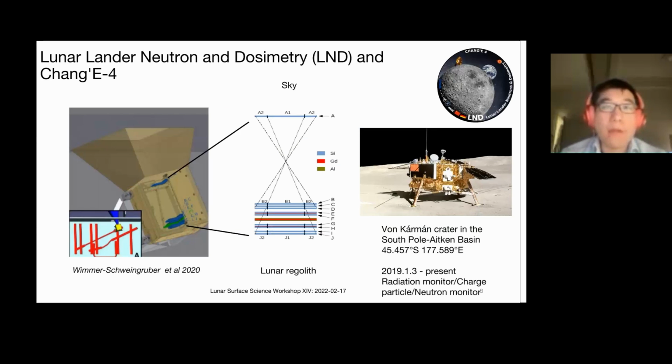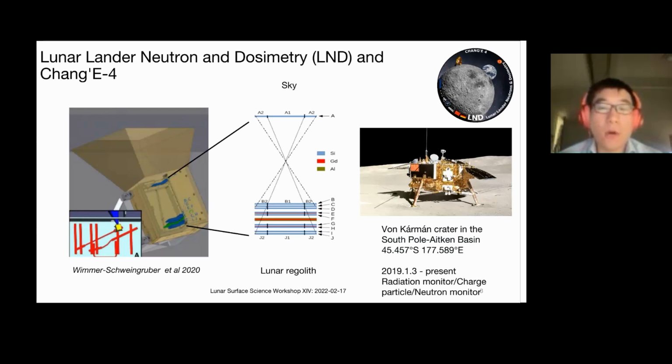The measurements I mention here are mainly made by the instrument called the Lunar Lander Neutron and Dosimetry, which I call LND. This instrument is on board the Chang'e 4 mission, which is the first mission that soft landed on the lunar far side. The landing location is the Von Karman crater in the South Pole. And this instrument started working on 2019 January 3rd, and it's continuing to work until now.